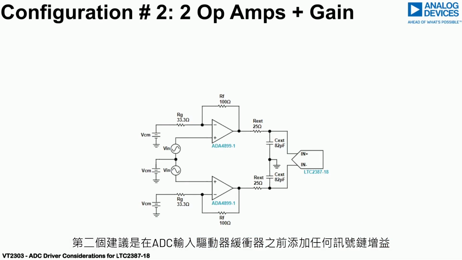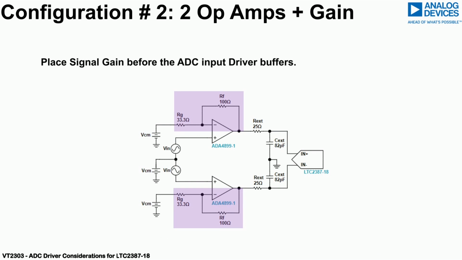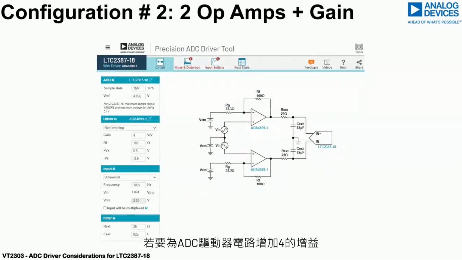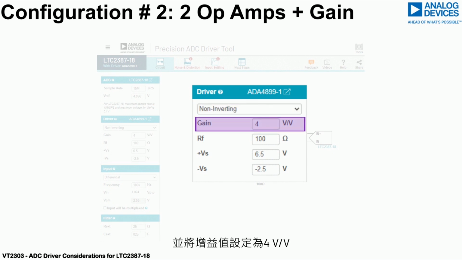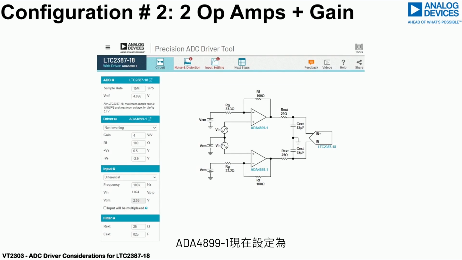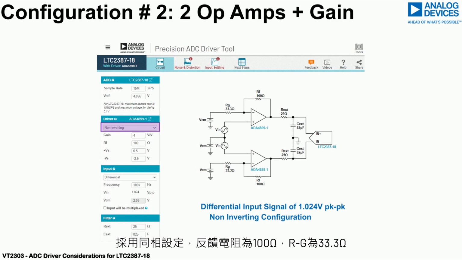The second recommendation is to add any signal chain gain before the ADC input driver buffers. To add a gain of 4 to the ADC driver circuit, select a non-inverting configuration from the driver section of the tool and set the gain to a value of 4 volts per volt. The ADA4899-1 is now fully configured for a differential input signal of 1.024 volts peak-to-peak, sitting on a common mode voltage of 2.048 volts. Non-inverting configuration with a feedback resistor of 100 ohms and an RG of 33.3 ohms.